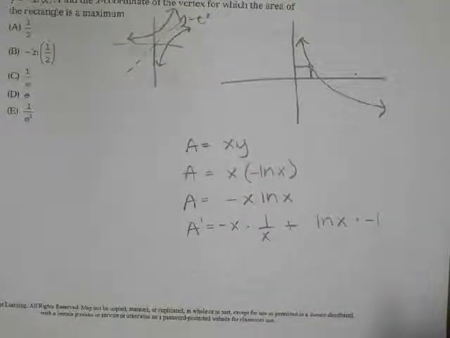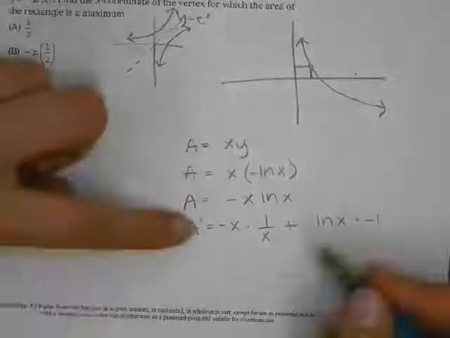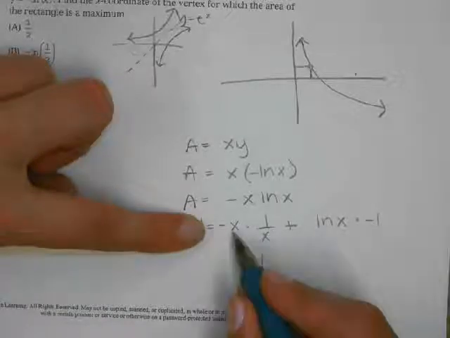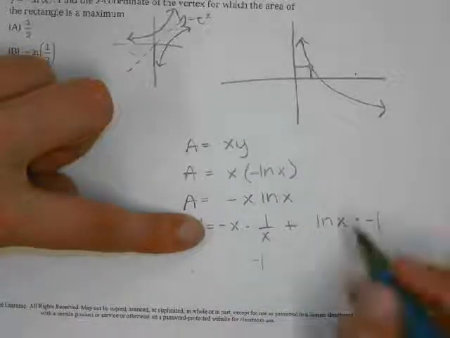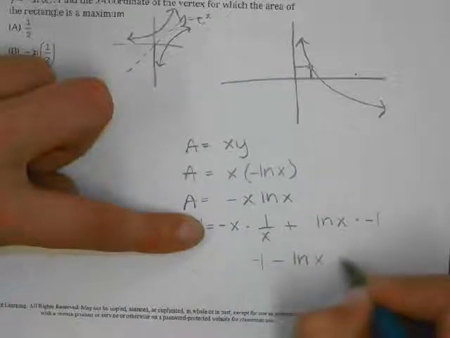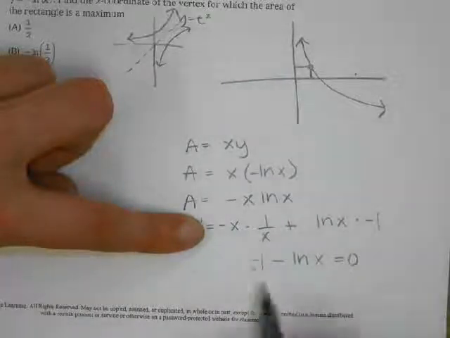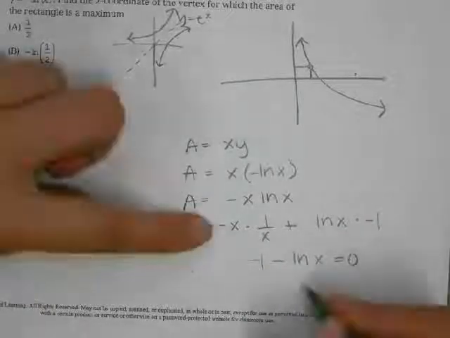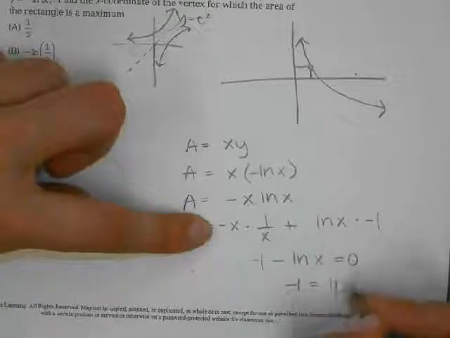And then it says we have to set it equal to 0 to solve that, right? Because that's where our maximums and minimums are. So this gives me negative 1, right? Because negative x divided by x, the x's cancel. And then that's minus ln x. So this equals 0. So I'm going to go ahead and add the ln x to the other side. So negative 1 equals ln x.